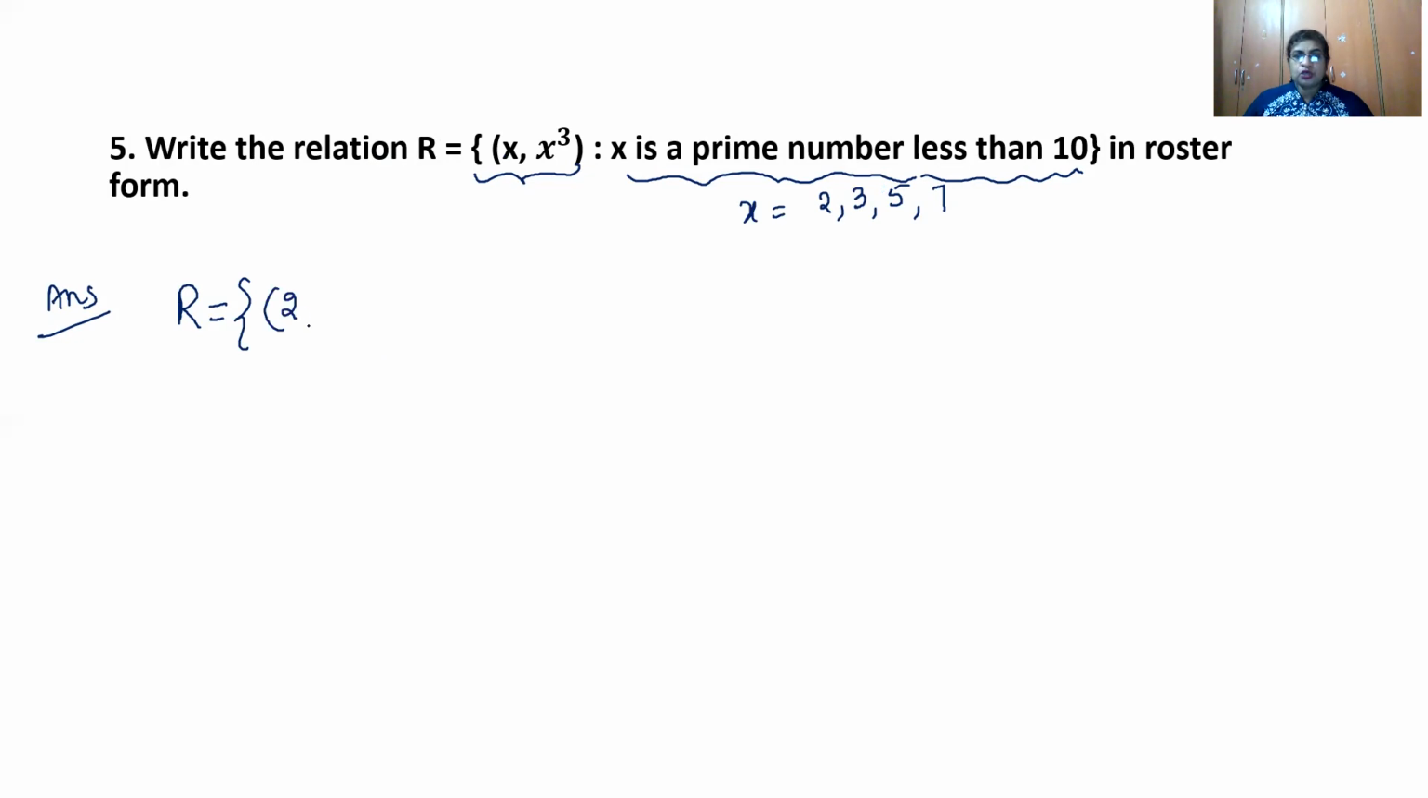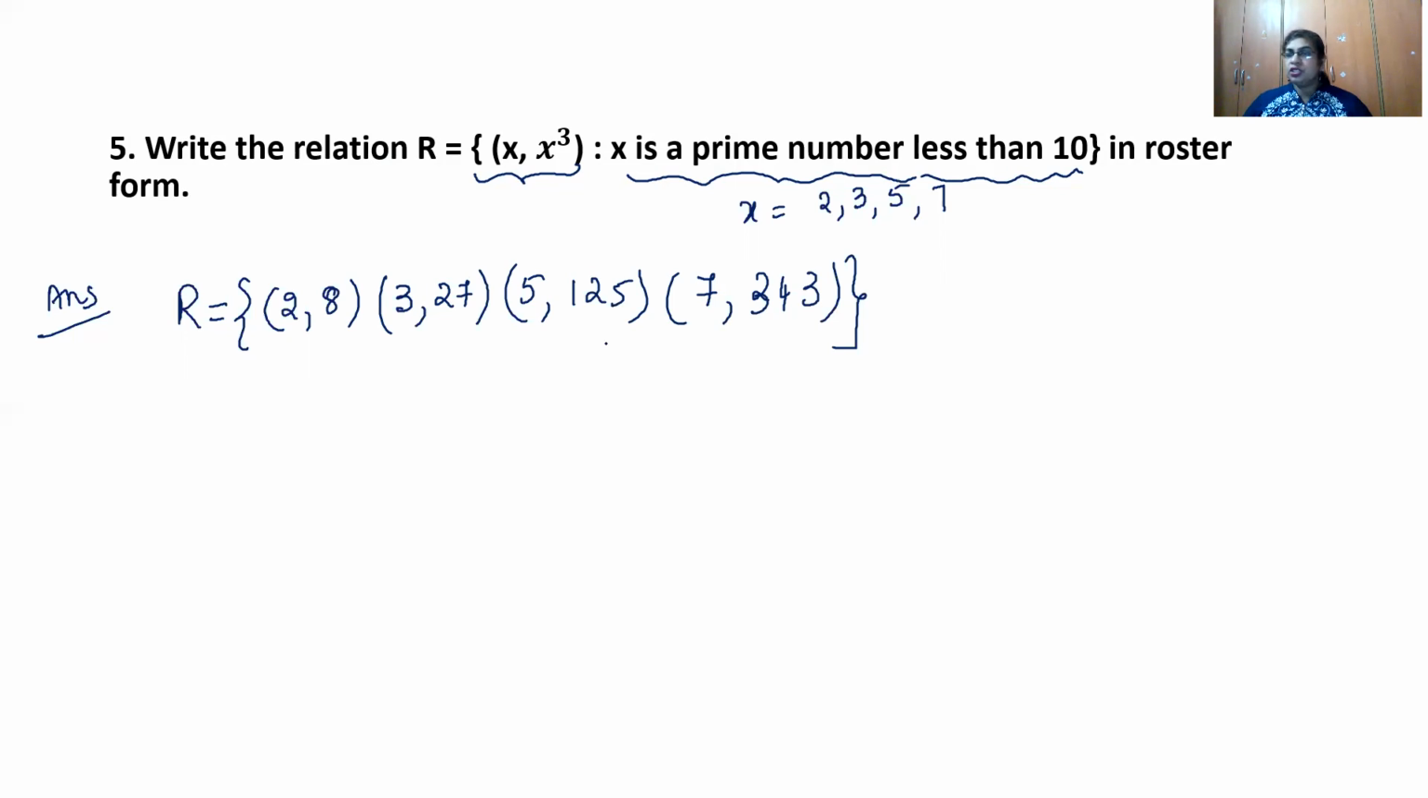If x is 2, how much is 2 cube? This is equal to 8. So (2, 8) is the first ordered pair. Next put x as 3. How much is 3 cube? 3 threes are 9, 9 threes are 27. So (3, 27) is the second ordered pair. Third one, 5, and 5 cube is 125. Then the fourth one is 7, and 7 cube is 7 sevens are 49, times 7 is 343. So this is the relation R which I have to get as the answer.